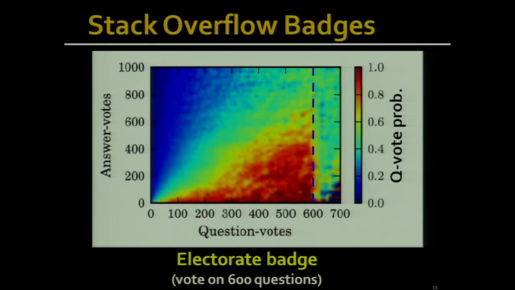If we look at the data, we find exactly the same thing. So here's an example of one of such badges from Stack Overflow, where a user gets it with 600 votes, and you see how the probability of voting increases as they are getting closer to the badge. After they cross the badge, the vertical line, the state gets reset.